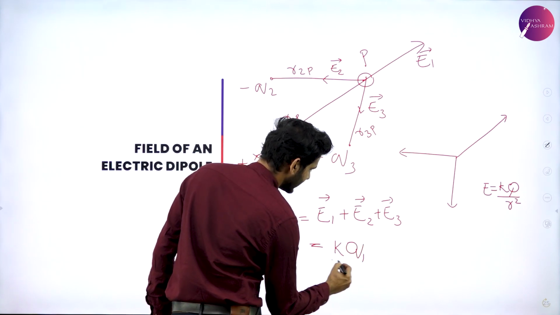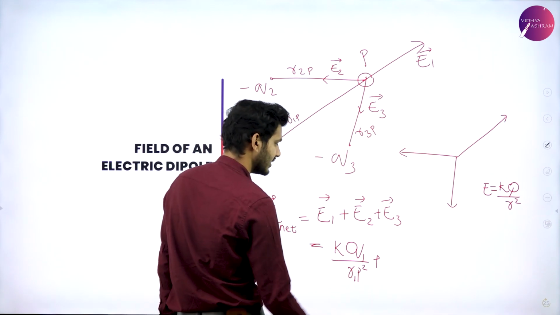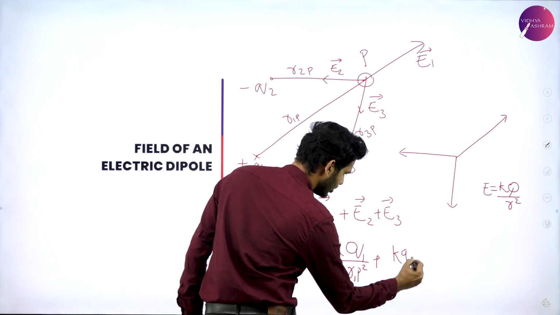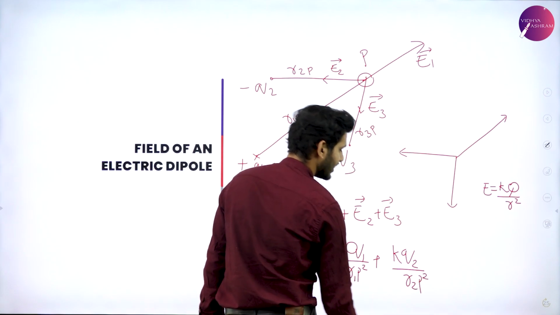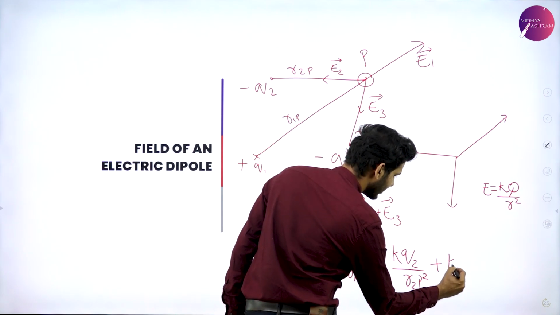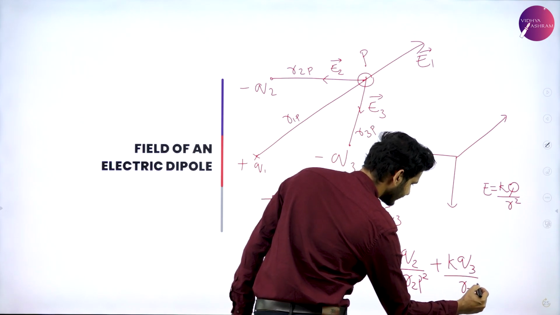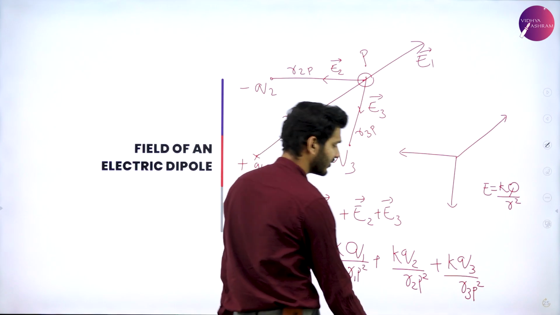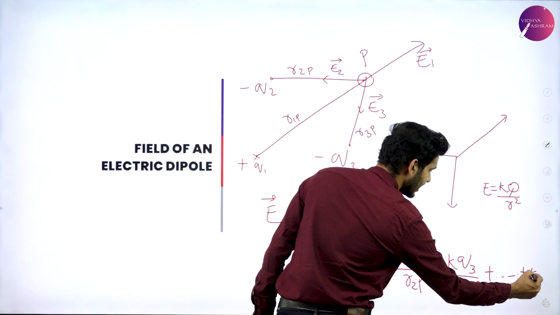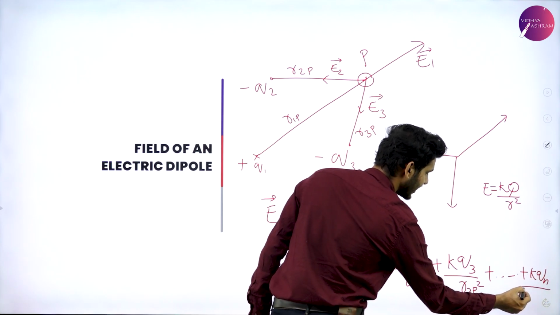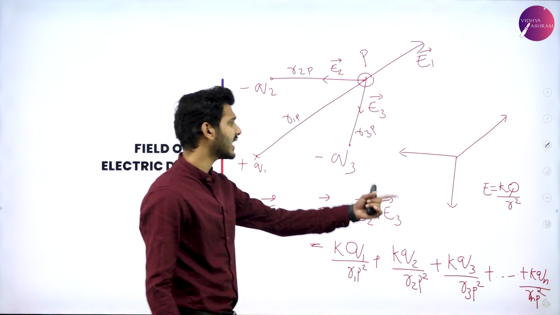Q1 divided by R1P square plus K Q2 divided by R2P square, and finally K Q3 divided by R3P square. And if there are n number of charges, we can just say that, up to plus K Qn divided by RnP square if there are n number of charges.